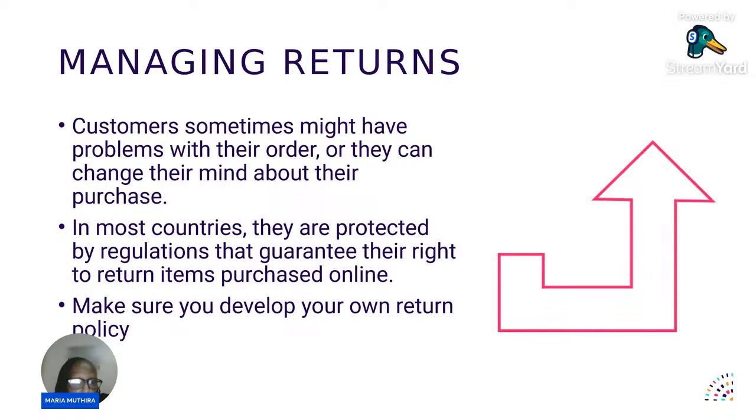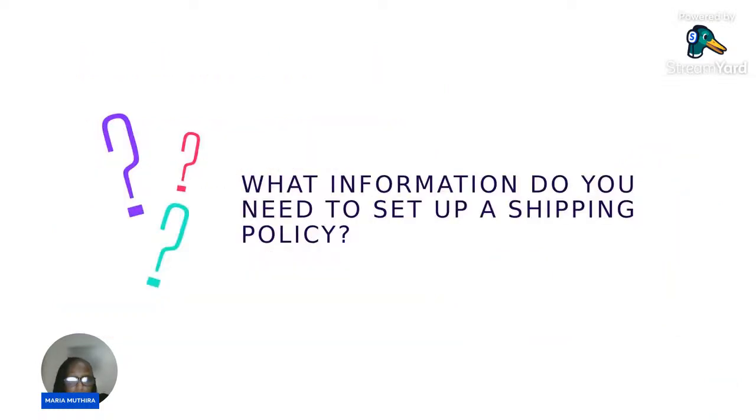Then here we are saying, make sure you develop your own return policy. You should be able to develop your return policy so that you can tell the consumers within how many days after purchase you will accept returned goods, and the condition of the goods that you will accept, once they are in good condition, in the same condition that they were dispatched. So you will be able to make your own return policy on that. And then here we're asking, what information do you need to set up a shipping policy?